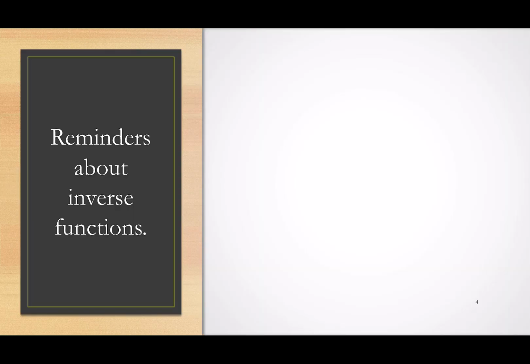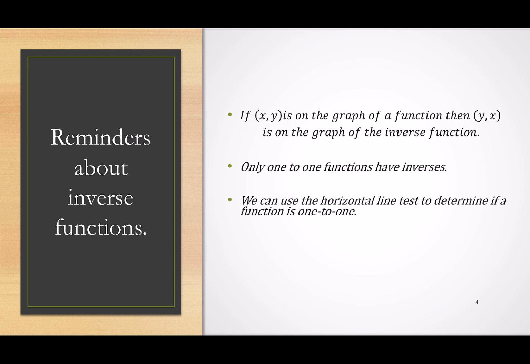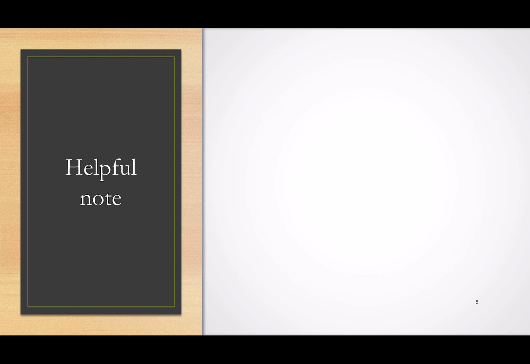Let me remind you a few things about inverse functions. If the point (x, y) is on the graph of a function, then the point (y, x) is on the graph of the inverse function. Only one-to-one functions have inverses. We can use the horizontal line test to determine if a function is one-to-one. As a helpful note, I thought we should talk about notation. We write inverse functions using a -1. f^-1(x) is the inverse of f.